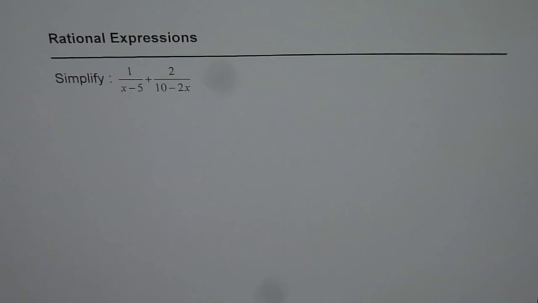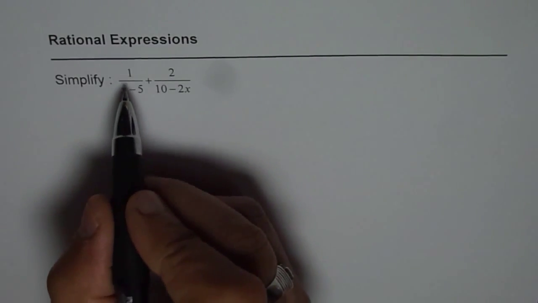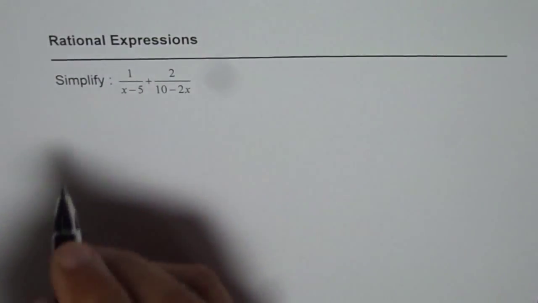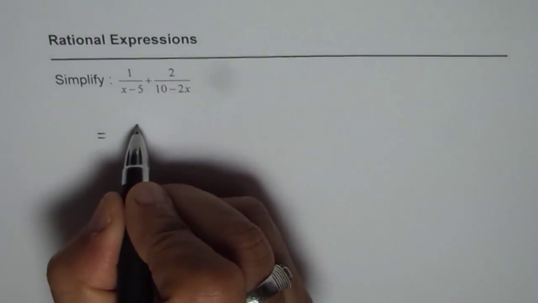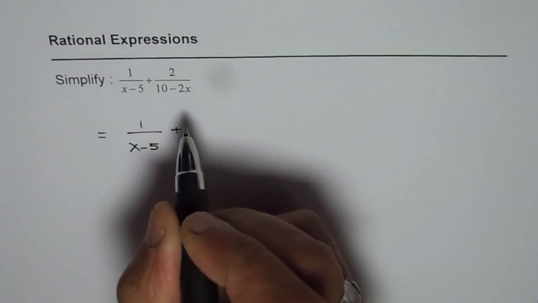I'm Anil Kumar, and in this video we will see how to add rational expressions. We have 1 over x minus 5 plus 2 over 10 minus 2x. So we can rewrite this as 1 over x minus 5 plus.